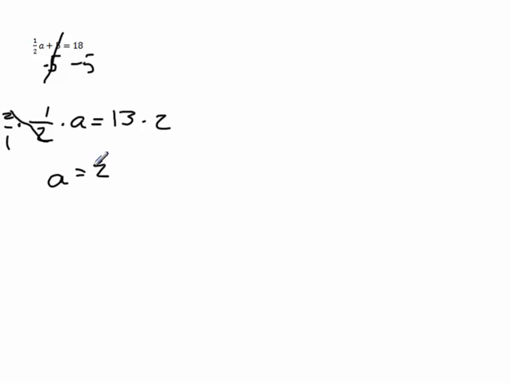The furthest away from my variable here is this 5. So if we subtract 5 from both sides, those go away, and we're left with 1/2 times a equals 18 minus 5, which is 13. And now we want to use the multiplicative reciprocal here, which is 2 over 1, which is really just 2, so these all cancel there. I'm going to multiply this side by 2. I'm left with a equals 26.